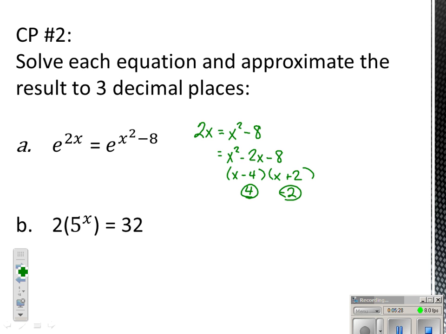I got rid of the 2 first. So dividing both sides by 2, I now have 5 to the x power is equal to 16. Okay, now with this one, I used sort of a one-to-one thought, and because I had 5 to the x power, I chose log base 5.